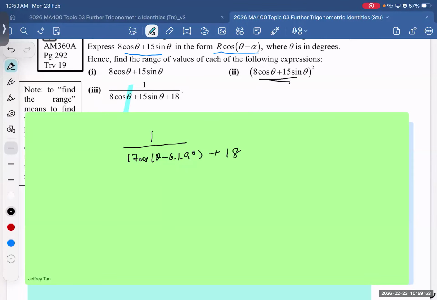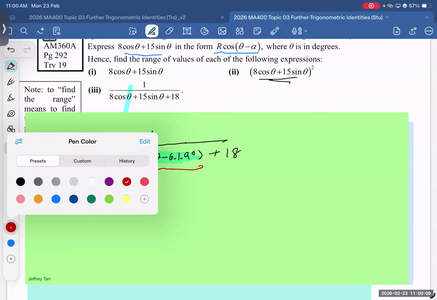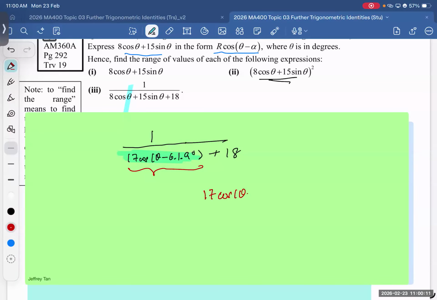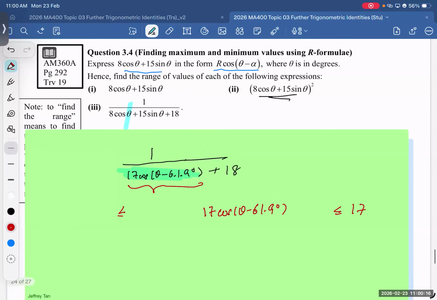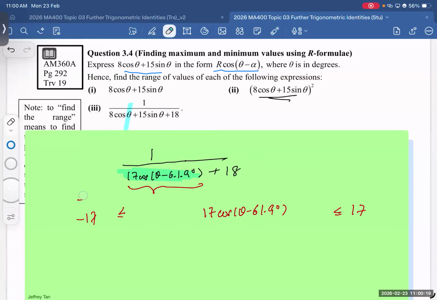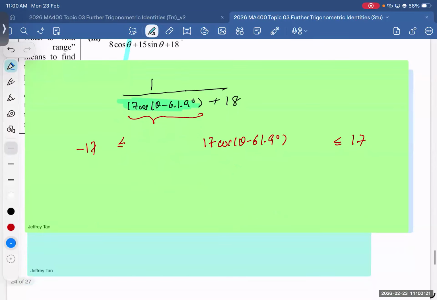Now, if I look at this, I know that what's the biggest and smallest of this value at the bottom? This is between where to where? -17 to 17. Very good. Thank you for answering me. So if I know that 17 cosine theta minus 61.9 is between 17 to -17, I start from somewhere in the humble beginning. Then I plus 18. I plus 18. I plus 18. My function will be between 35 and 1.